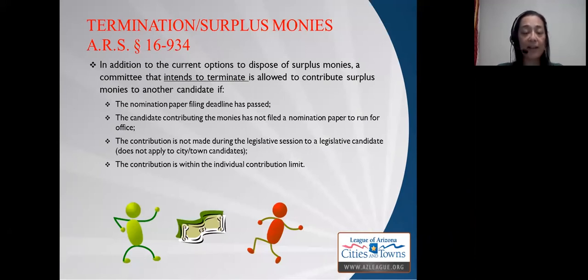The filing period has passed and you haven't filed your nomination papers, so you're not running for re-election. So that candidate committee can go ahead and make a contribution to another candidate, essentially giving their surplus monies to another candidate. They just have to stay within the contribution limits.